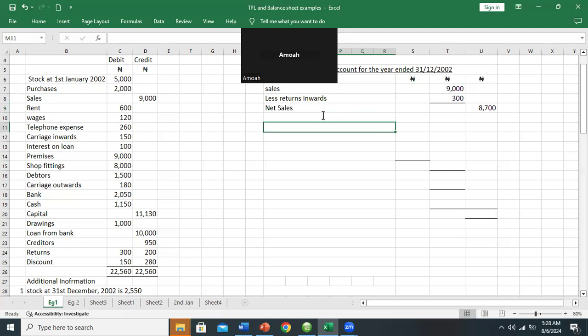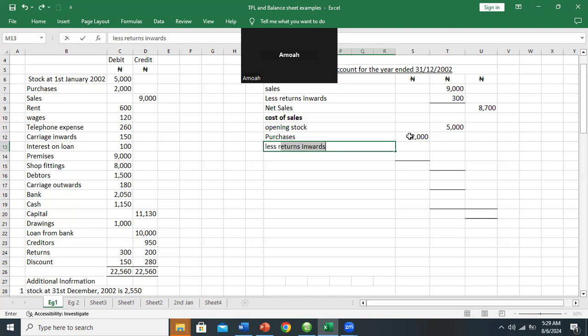Then we go on to the cost of sales, beginning with the opening stock, which is 5,000. Then we go for the purchases. There is return outwards and carriage inwards, so we have to put it here, 2,000. We less the return outwards, and then we add the carriage. Return outwards is 200. Carriage inwards is 150.